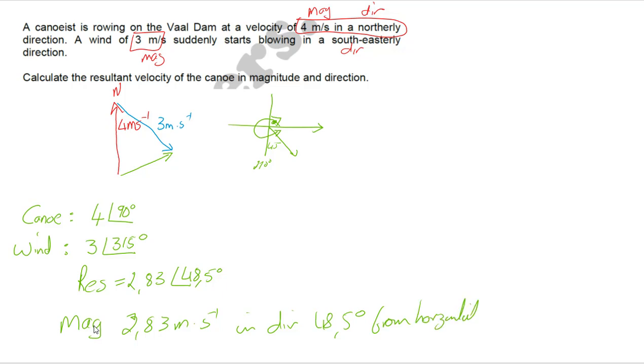Done. If we wanted to give it in a bearing, then we would just say 90 minus the 48 and we would get the bearing of 41 point whatever degrees. And that's it. Okay, let's move on to the next question.